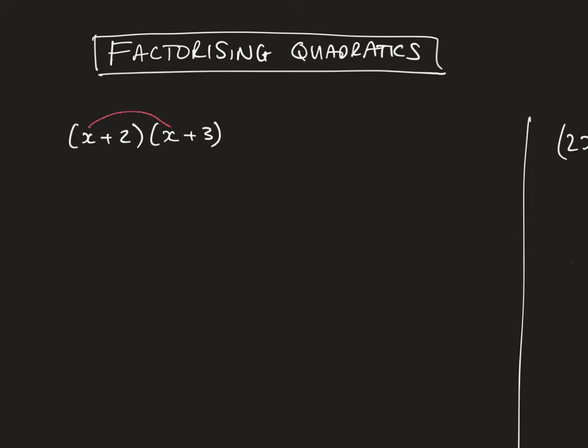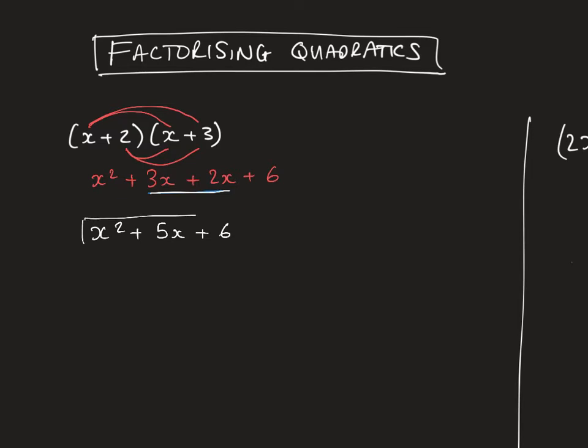Say, for example, I had x times x here. That'll be x squared. And then x times positive 3, or plus 3, that'll be plus 3x. Positive 2 times a positive x will give us positive 2x. And a positive 2 times a positive 3 will give us positive 6. Now this will simplify down to give us this quadratic: x squared plus 5x plus 6, because remember you can only add the x's, not the x squareds.